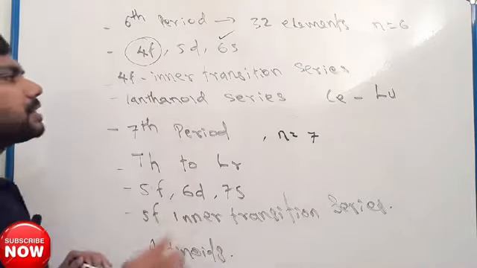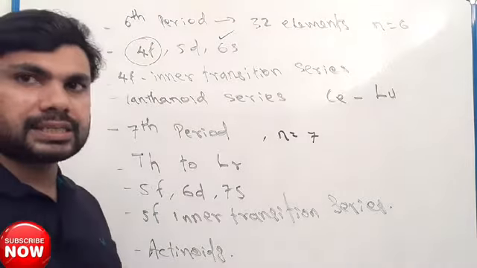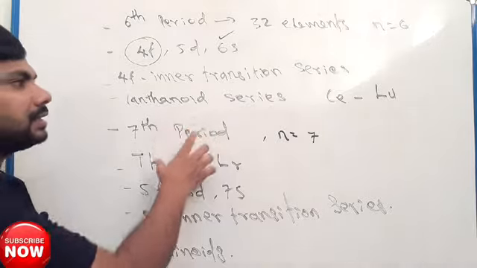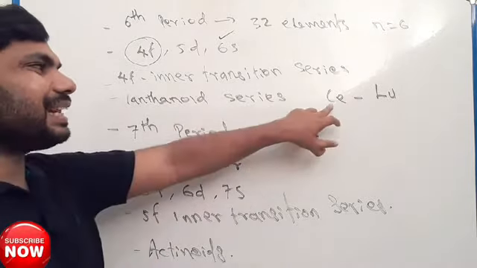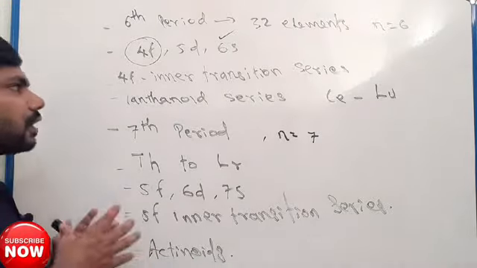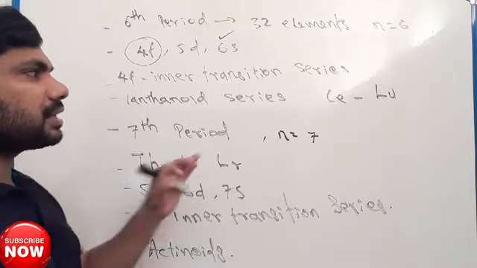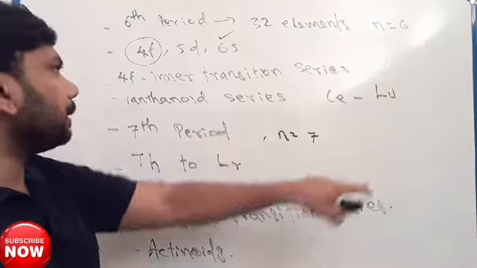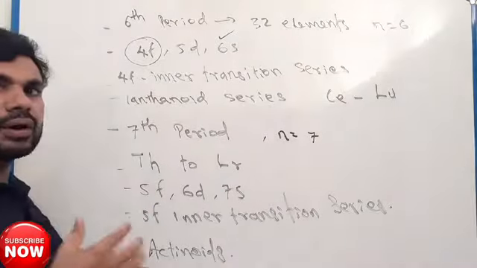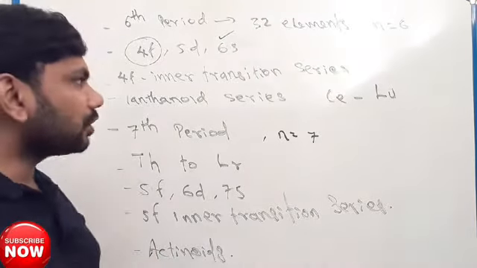Also, these elements are called the lanthanoid series, starting from cerium to lutetium. So remember all those things: 4f inner transition series starting from cerium to lutetium, and outer shell electronic configuration 4f 5d 6s. Clear?